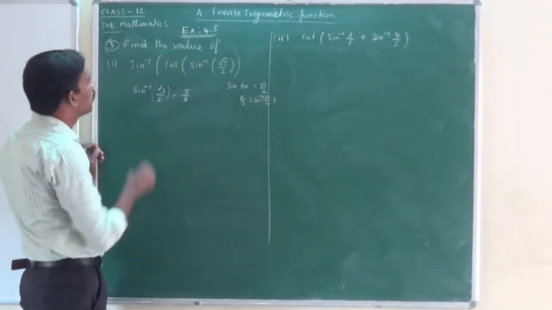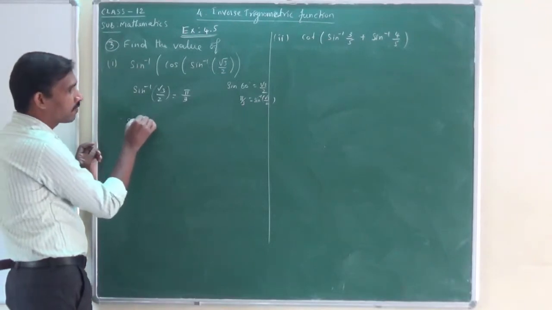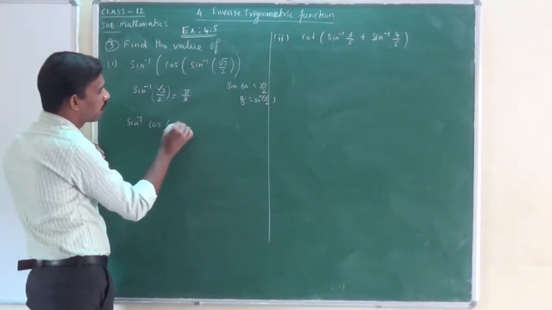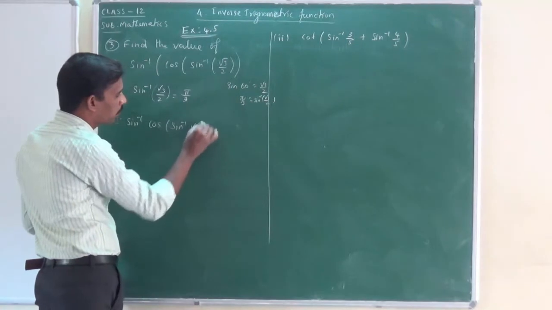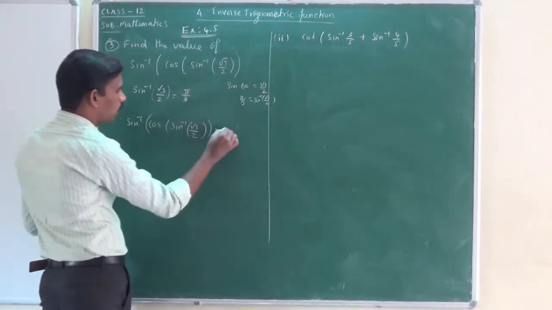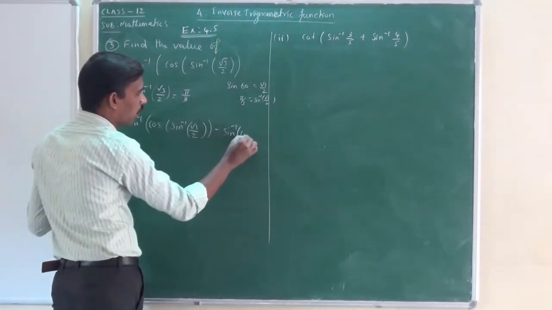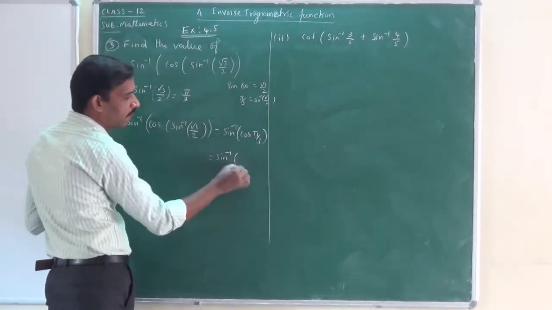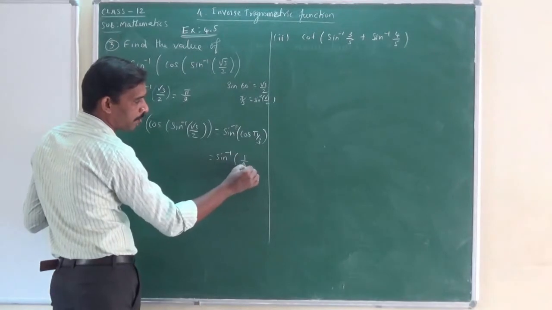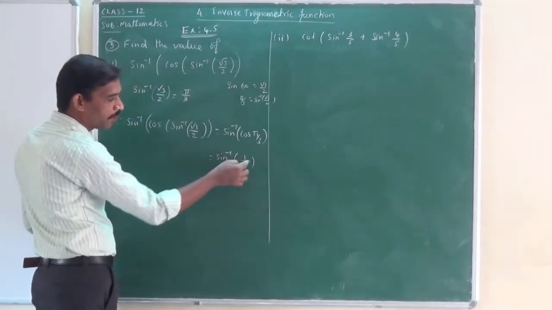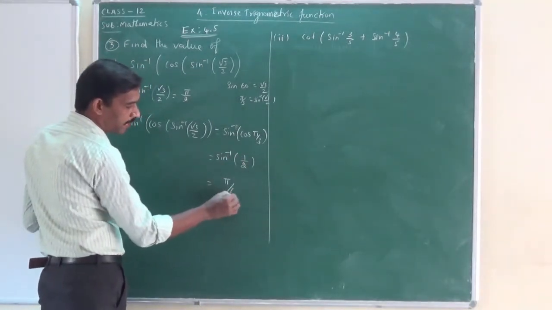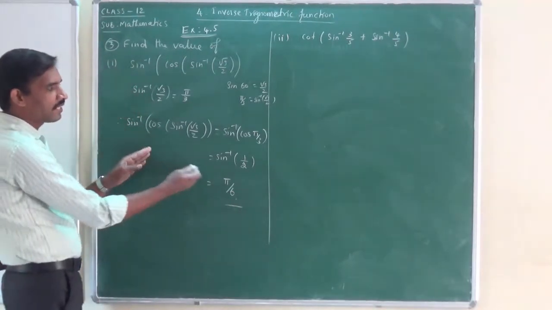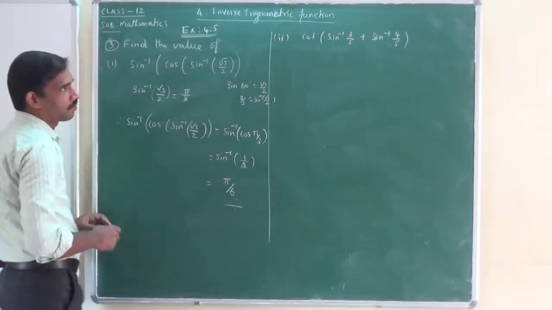So sin inverse of root 3 by 2 is nothing but pi by 3. Therefore, sin inverse of cos of sin inverse of root 3 by 2 is equal to sin inverse of cos of pi by 3. Now cos pi by 3 is nothing but 1 by 2. Now sin inverse of 1 by 2 is nothing but pi by 6. So we can write it by this simple method.